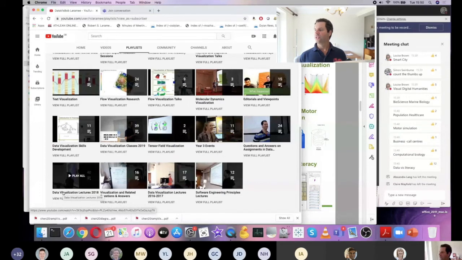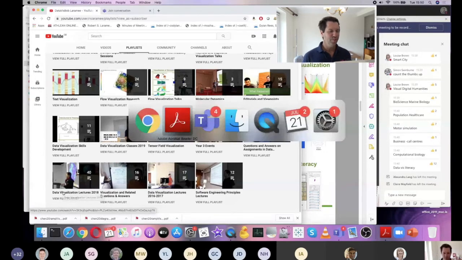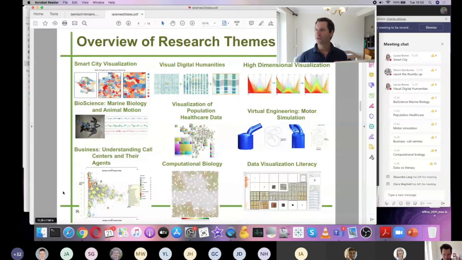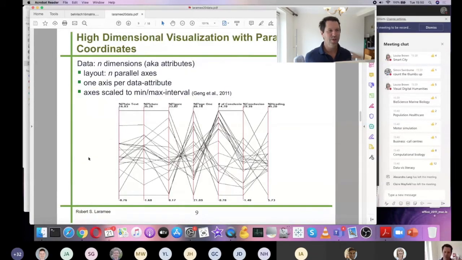Okay, so a little introduction to high-dimensional visualization. We do have some slides for this topic. So we're gonna briefly give a short introduction to parallel coordinates. Parallel coordinates are a high-dimensional visualization technique.